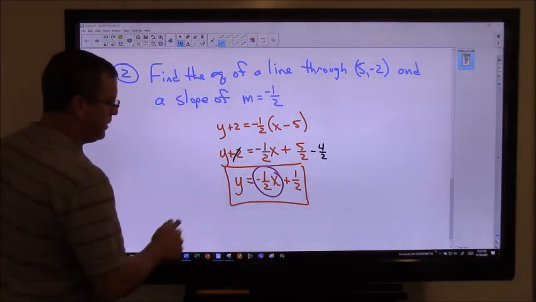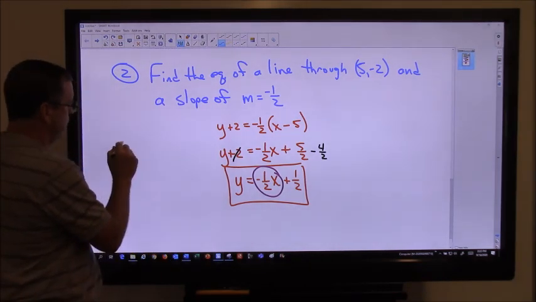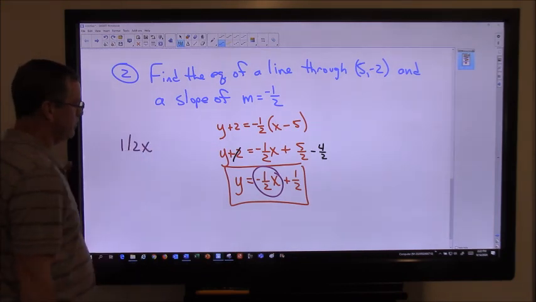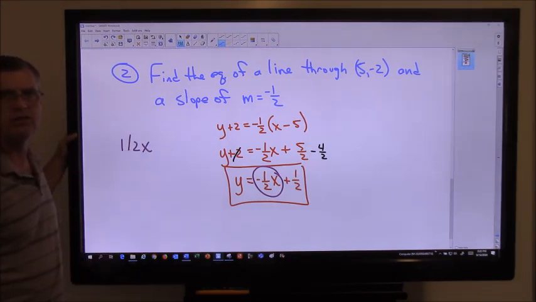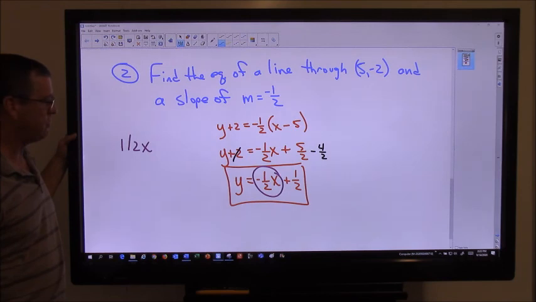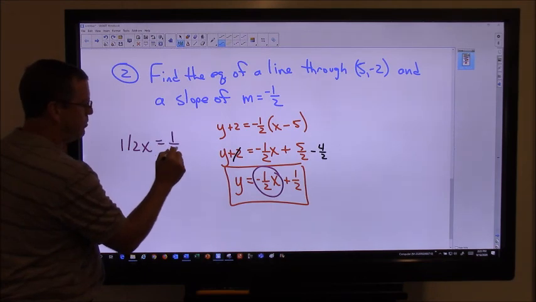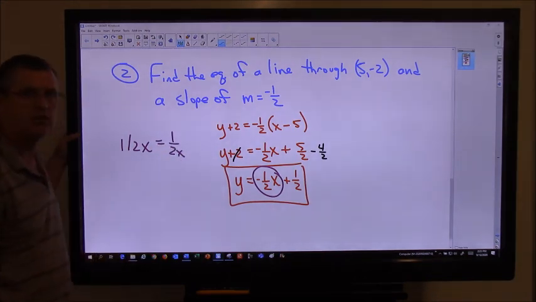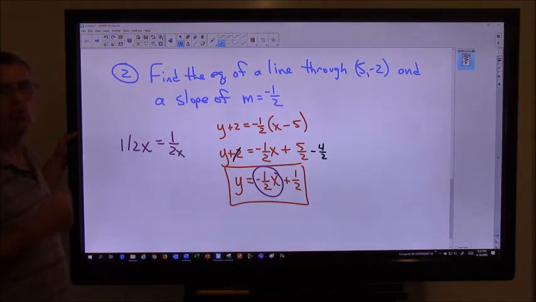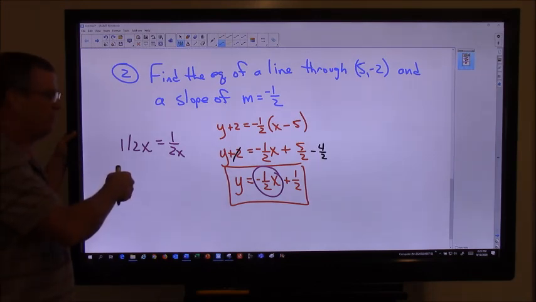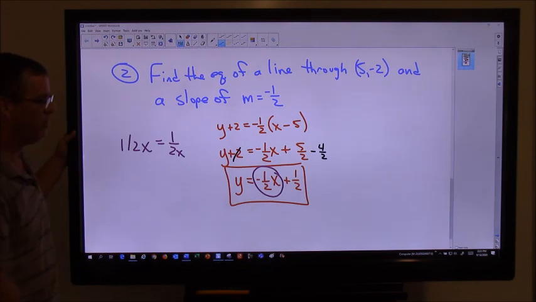And so a lot of times I see people write fractions this way. 1/2 and then x. So that's 1/2 times x. And I would say that's not very clear to me. I'm not sure if that's 1 over 2x. It could be. I'm not 100% sure.